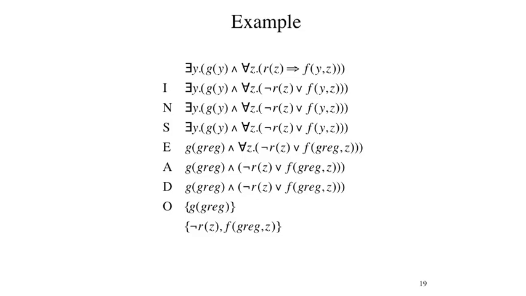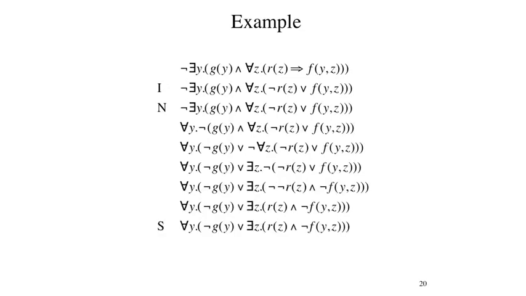Okay, now on the E step, we notice that the quantified sentence itself contains no free variables, so we can simply replace the quantified variable by a new constant. In this case, I've used Greg. The A step and the D step also have no effect. And finally, in the O step, we simply convert our conjunction into 2 separate clauses. Okay, that case was easy.